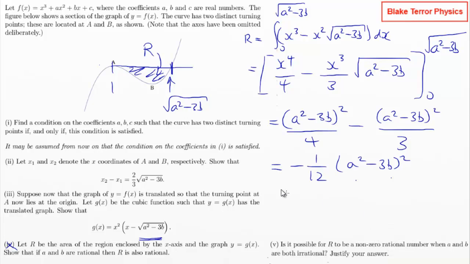So R to be non-zero and rational when A and B are both irrational. So we'd need a to the 4 minus 6ba squared plus 9b squared to be rational. So we need that to be rational. So that means b would have to be a square root. So we've got b is some square root of something, and a would be a fourth root of something.